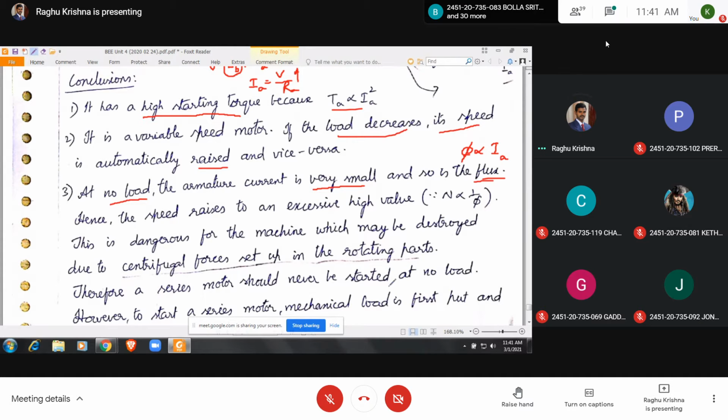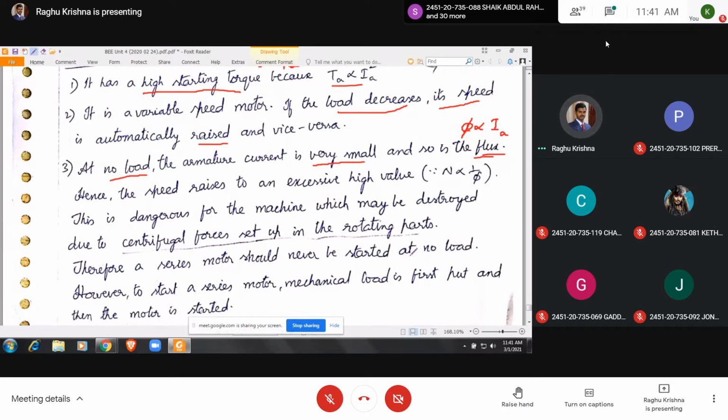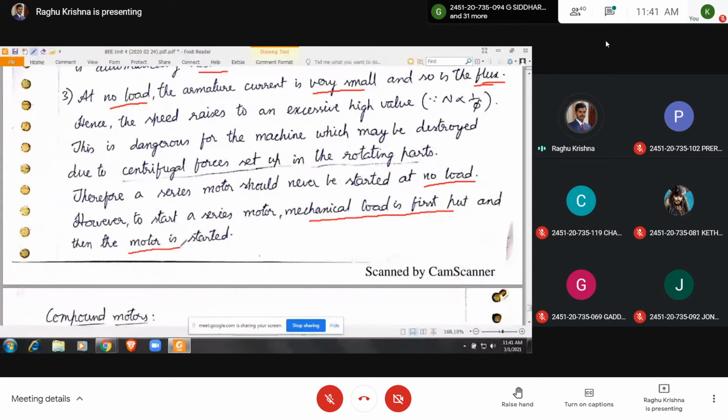This is dangerous for the machine, which may be destroyed due to centrifugal forces set up in the rotating parts. Therefore, a series motor should never be started at no load. To start a series motor, the mechanical load is first put on, and then the motor is started.